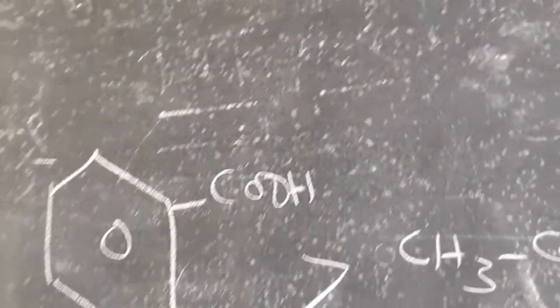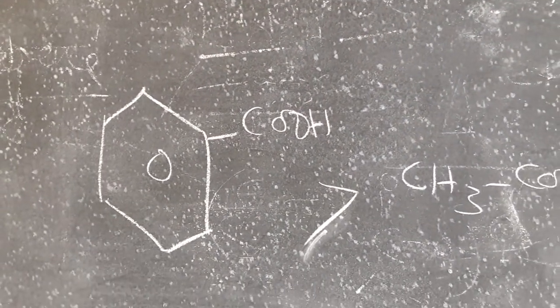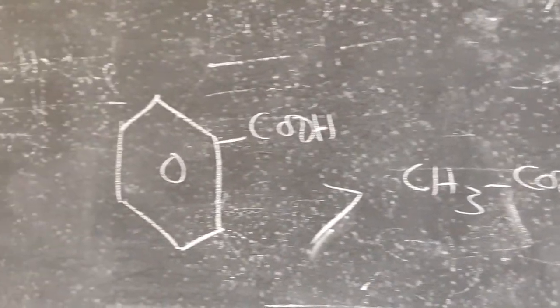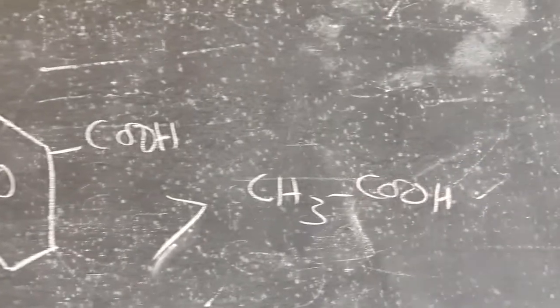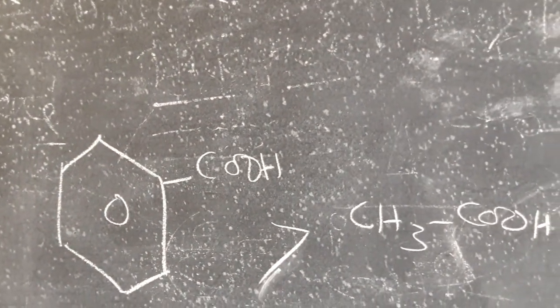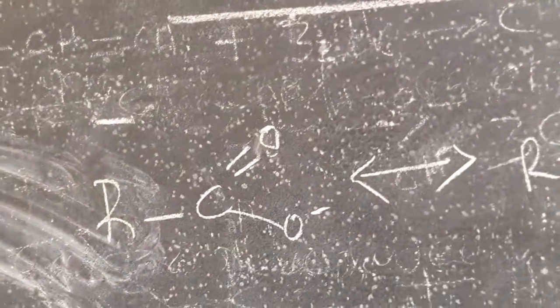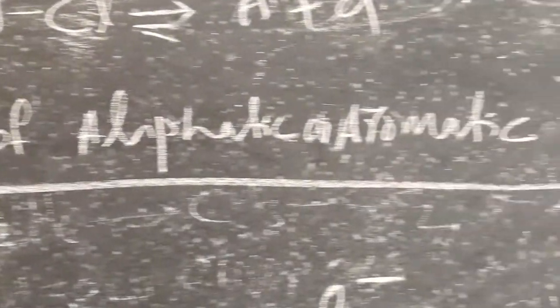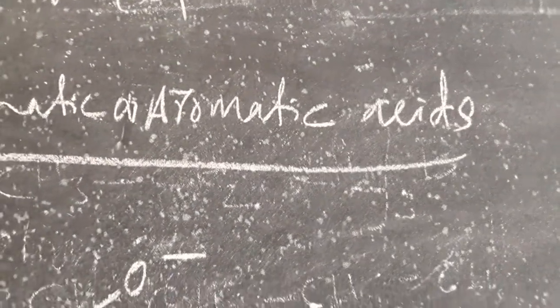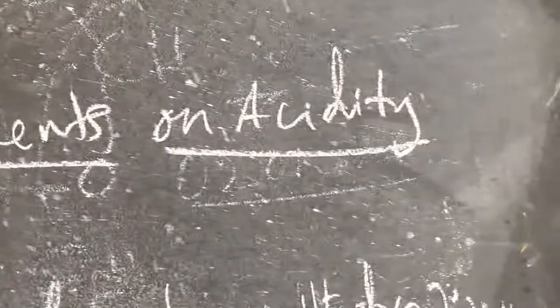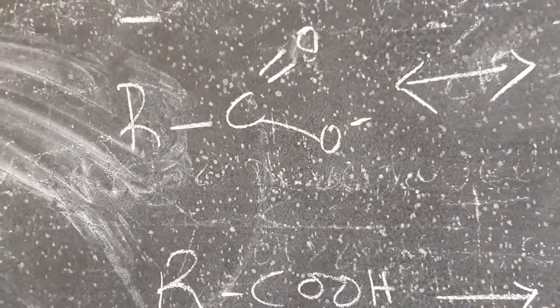And if you take two acids like this, this is benzoic acid, and nearby acetic acid is written. Benzoic acid is more acidic than acetic acid because of some reason, and I will explain the reason. In the last class, our topic started from here: acidity of aliphatic and aromatic acids, and the effect of substituents on acidity.